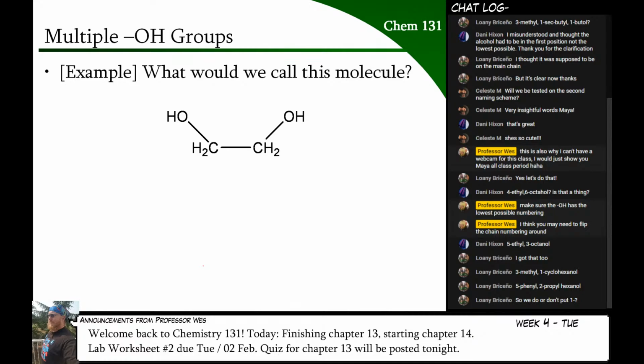So, for example, this molecule here, what's the longest carbon chain? It's 2 carbons long. So I would say 1, 2, ethane diol. That should be an N.